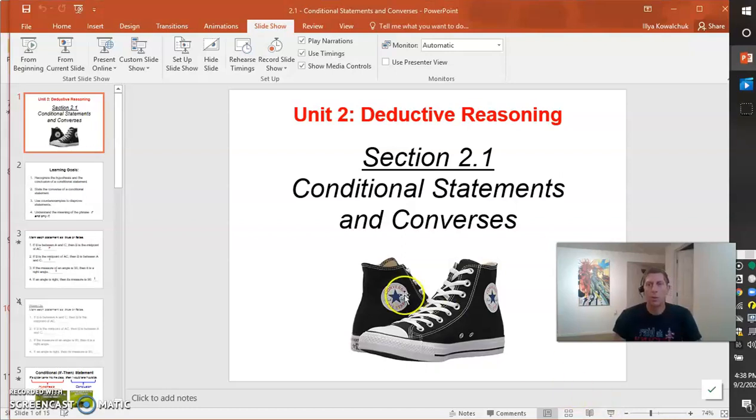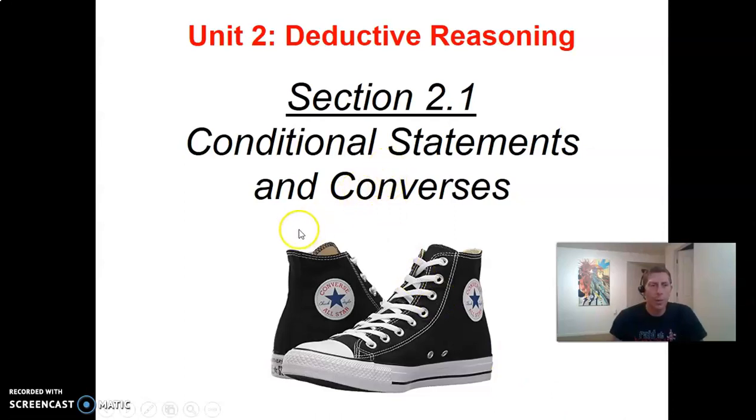Classic shoe, one of the best of all time. All right, let's see if we can get this slideshow started. There we go. Okay, so conditional statements and converses.